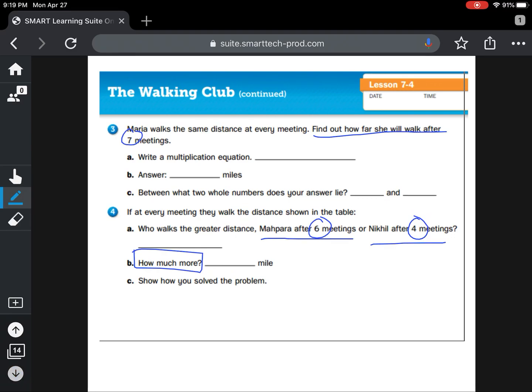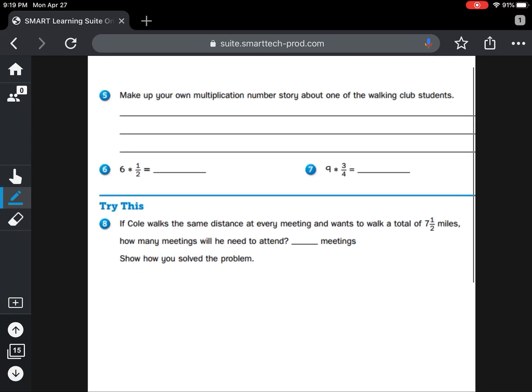After question number 4, I'm going to have you skip question number 5, so you can put an X through question 5. But you do need to make sure you solve question number 6 and question number 7, because question 6 and question 7 will also be on the Google form for today. If you would like to try the number 8, try this section, you may, but I am not requiring it, and there will not be a question for it on the Google form. It's like a challenge if you're ready to test your brain.